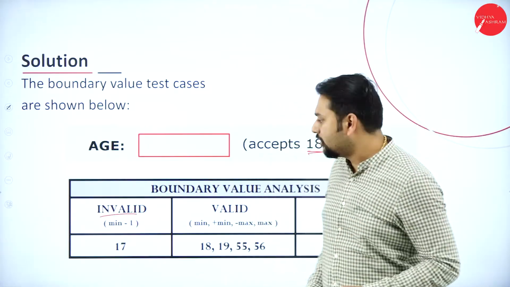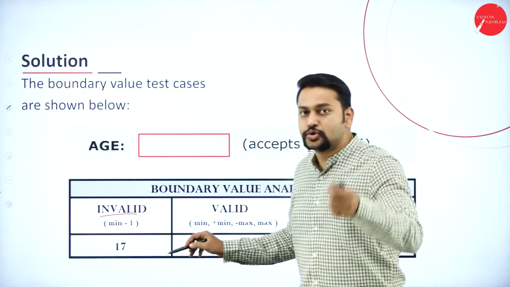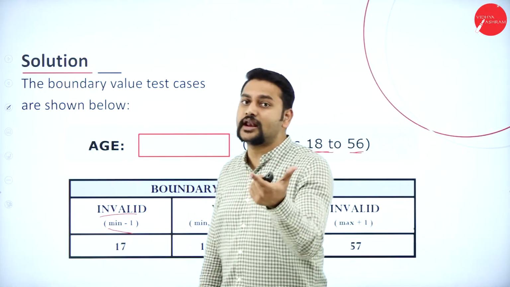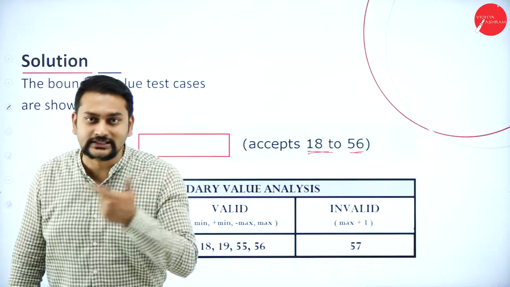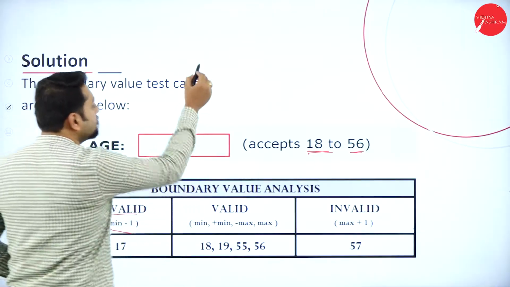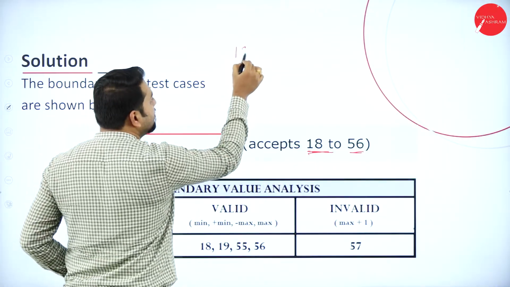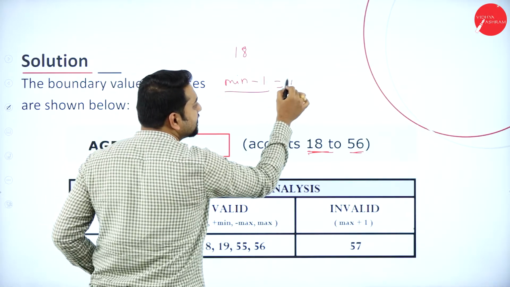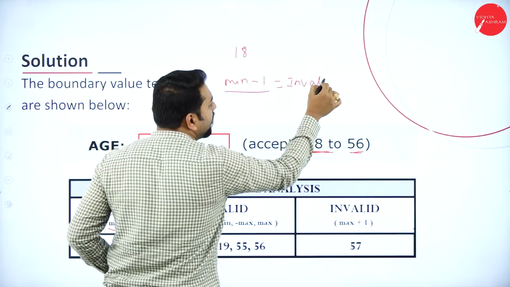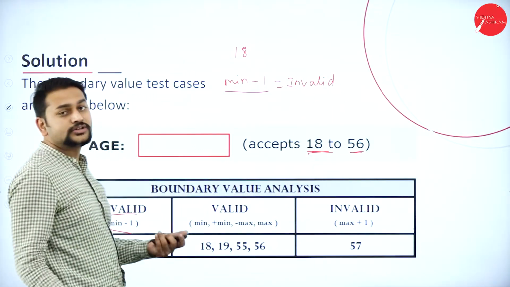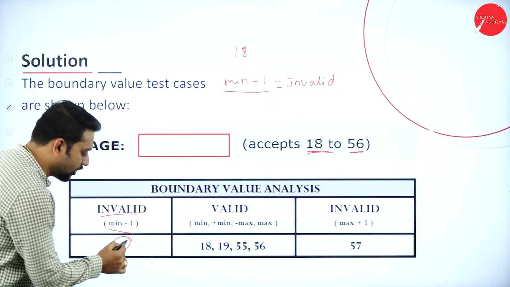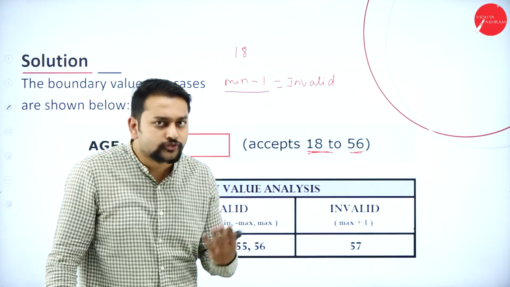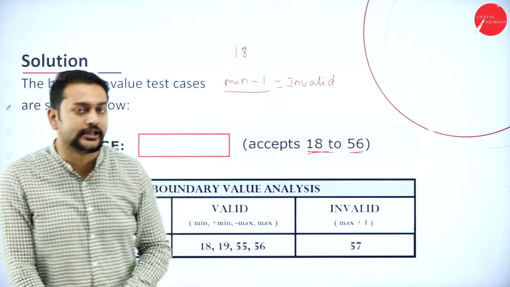Say for example, when I say this is invalid, please understand minimum minus 1. Can I say that as an invalid? Yes. Suppose, what is the minimum that I have? Here I have 18. So minimum minus 1, can I treat this as an invalid? Obviously it is invalid because it is not in the range. What is the value? 17 is the value. Can I say 17 as an invalid value? Yes, of course you can say that because it is not in the range.